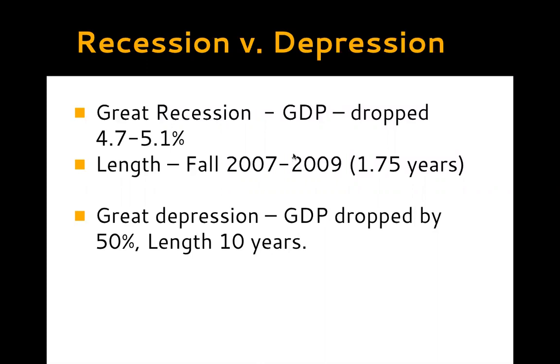Okay. Now, compare this to the Great Depression, which you learned about in U.S. history. GDP dropped by half, by 50%. GDP was cut in half, and it lasted for 10 years. So compare those. As bad as a lot of people want to say the Great Recession was, it was nowhere near as bad as the Great Depression was. I don't think we'll ever get to a Great Depression again. There's too many things in place with government control and government intervening to try and, again, level that business cycle out to keep it from getting way too high or way too low.